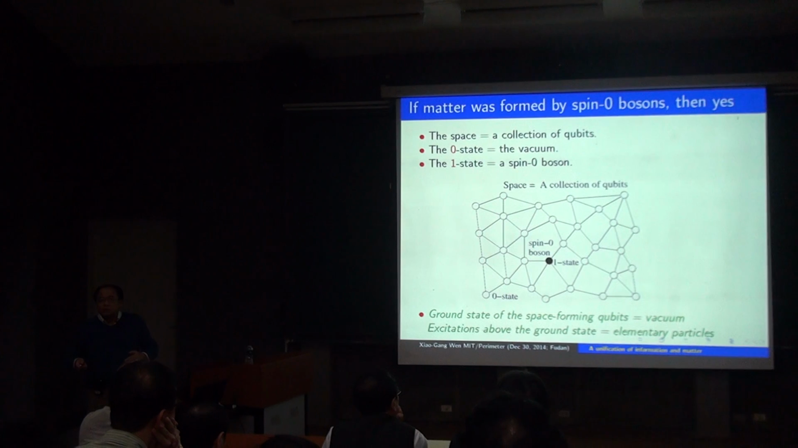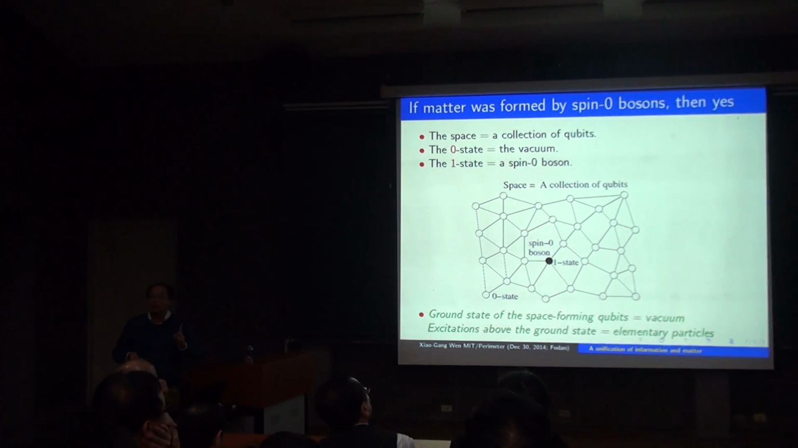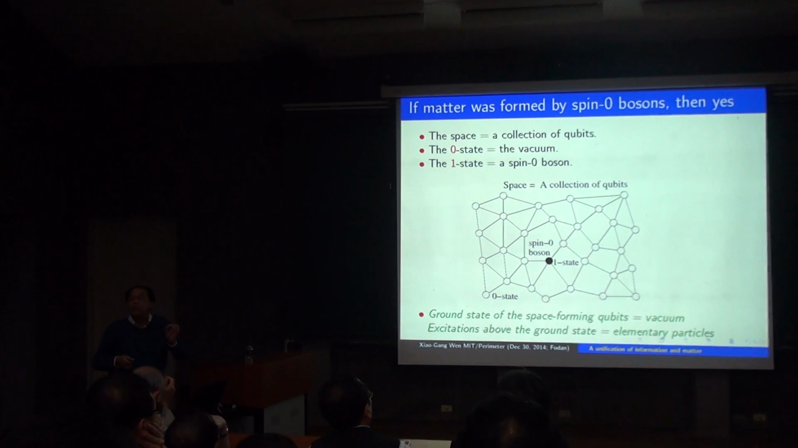Okay. So actually we have a very, very simple picture here. Suppose we live in a very simple universe. We only have one kind of elementary particle, which is a spin zero boson. Inside such a simple universe, obviously this kind of elementary particle, a scalar boson, can come from information. Here's the picture. We view our space as a collection of qubits, just 0 and 1.